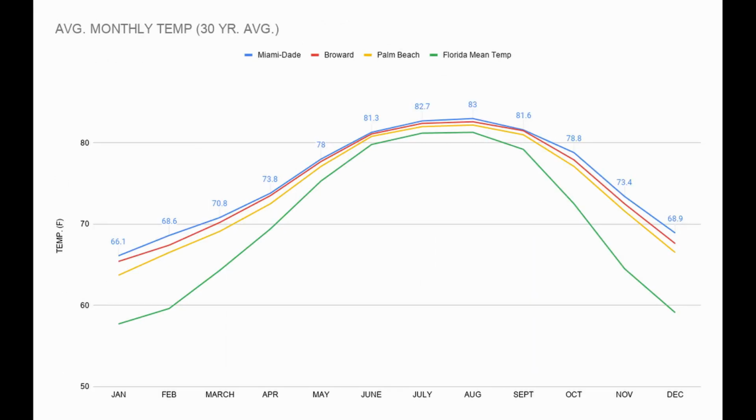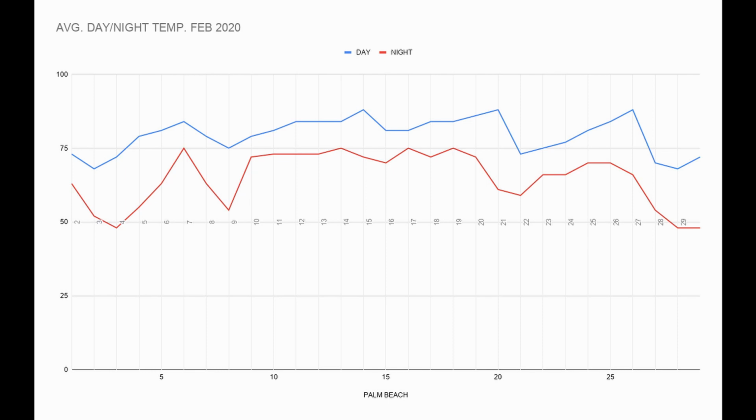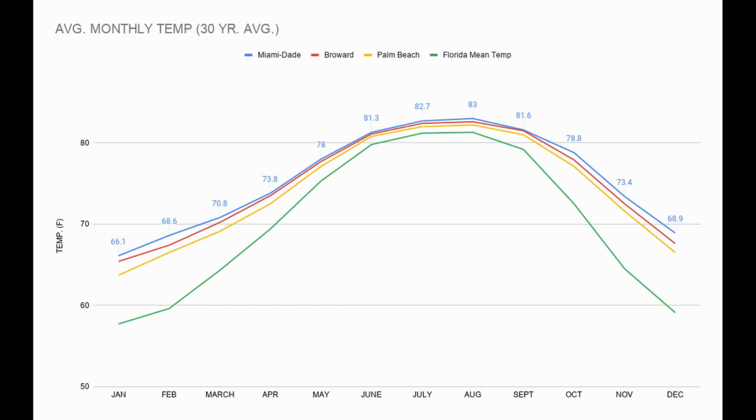Now look at the average monthly temperatures between South Florida, Miami, Broward, and Palm Beach counties. You can see the city with the highest population also has the highest average monthly temperatures, which is Miami.